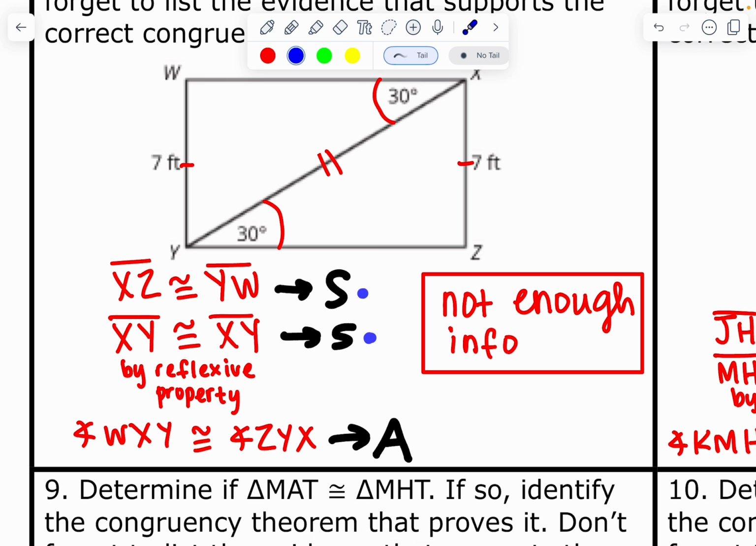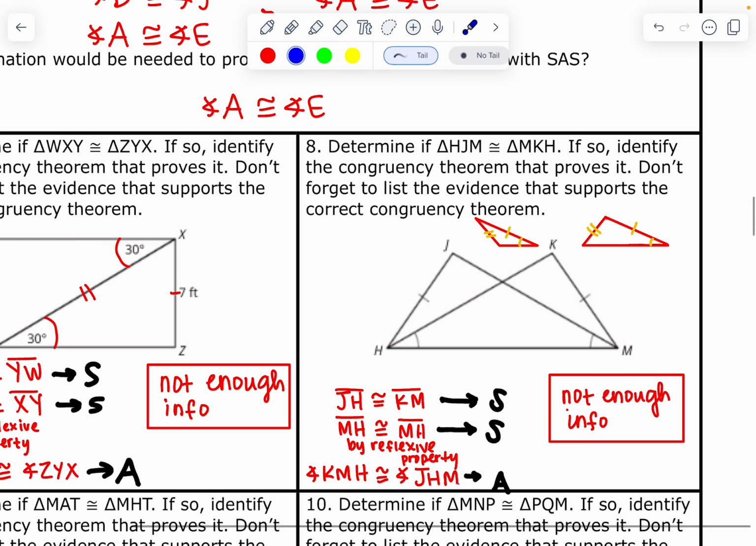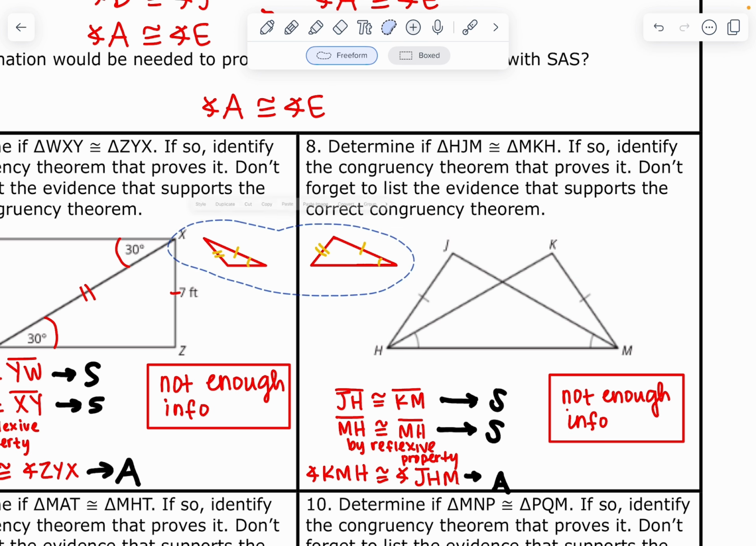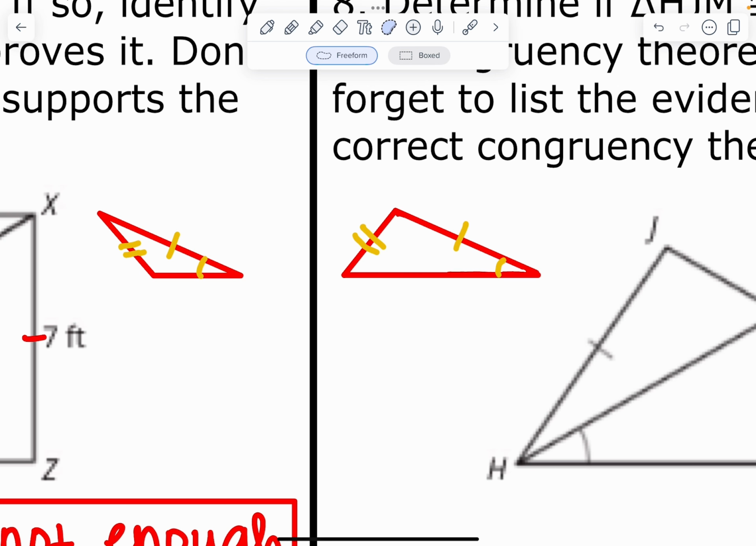That means this is an SSA situation, which doesn't disqualify these from being congruent, but it's not enough information to prove beyond a shadow of a doubt that they're congruent. And let me explain why real quick. I put a little example over here so y'all can see. Okay, so here's an example of why angle, side-side angle doesn't work.